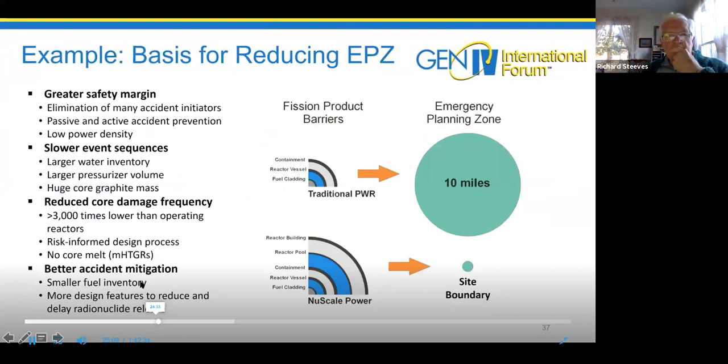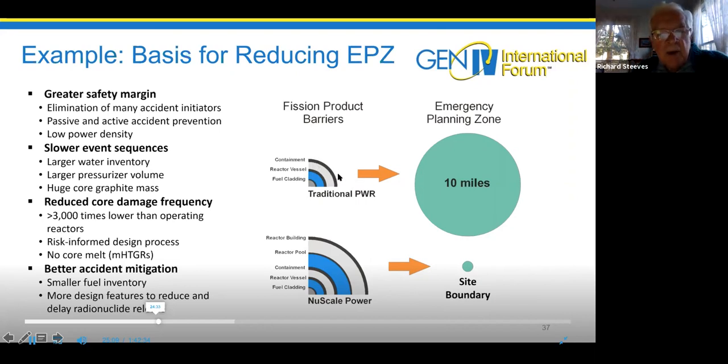Now, another thing I wanted to bring out to you is the greater safety margin. We talk about the emergency planning zone, or EPZ. And you can see with the traditional pressurized water reactor, you're dealing with 16 atmospheres or so, and if that should blow up, you have the fuel cladding, you have the reactor, and you have the containment vessel, and then the containment dome.